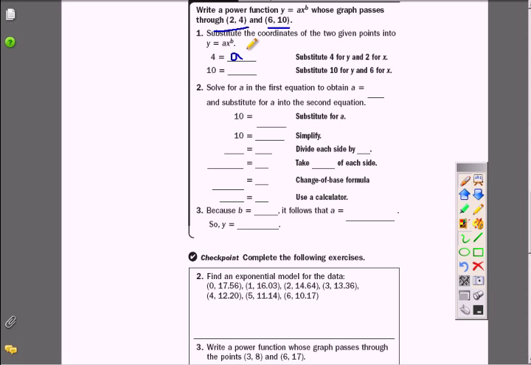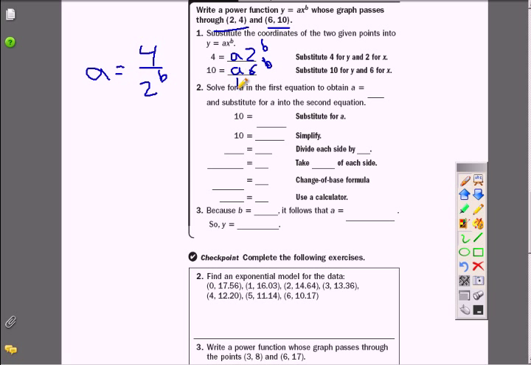4 equals a times 2 to the b, and I don't know what a or b is, and 10 equals a times 6 to the b, and I don't know what a and b is. I can solve this for one of the variables so that I can substitute back into the other. Whatever one I choose is whichever one I choose. There's probably a ton of different ways to do it, but I might go with the way we did earlier, so that a is just simply going to be 4 over 2 to the b. That might probably be the best way to do it.